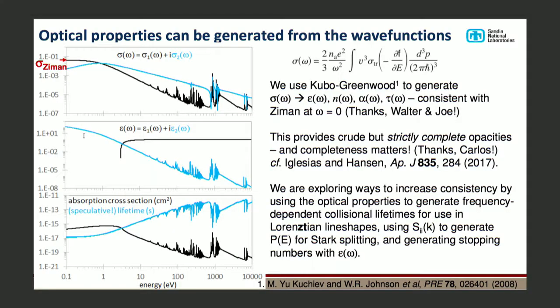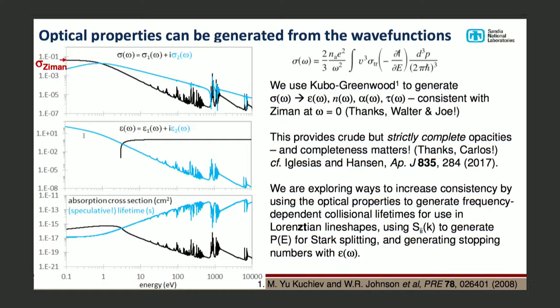Another thing you can do with an average atom model like this is generate optical properties. You have the electronic wave functions, so you can compute matrix elements. You can get frequency-dependent conductivities, which, by the way, ought to be consistent with what you got from the Zeeman conductivity formula at zero frequency. You can get frequency-dependent dielectrics. The dielectrics lead into things like stopping powers and other transport properties we heard about from Lauren. And you can get opacities, absorption cross-sections.